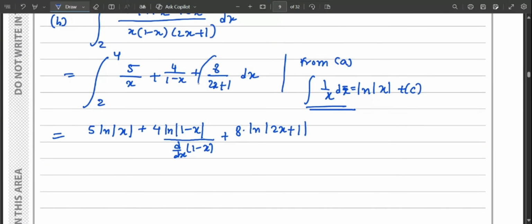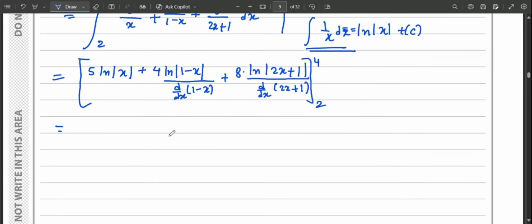Again, we are assuming that this expression is 1 by x, and that's why we have to differentiate 2x plus 1 and divide by the differentiation. So divided by d/dx of 2x plus 1. Ultimately, we can just put the limits on this. So we will simplify this expression. Plus 4 divided by minus 1.